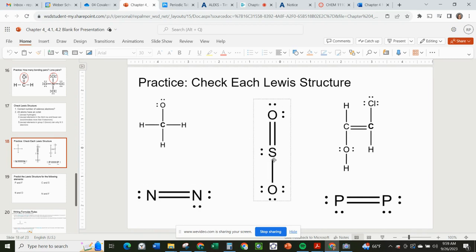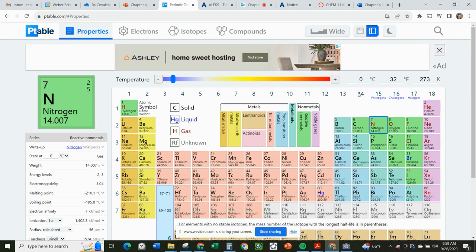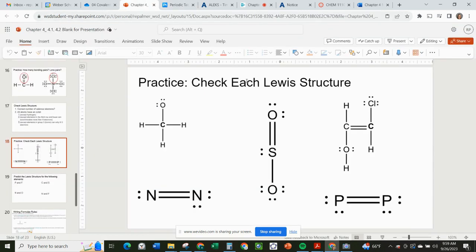Okay, let's go over to this one. We have oxygen, sulfur, oxygen. They're all in the same column. They all have 6 valence electrons. So we should be seeing 18 total valence electrons. So 2, 4, 6, 8, 10, 12, 14, 16, 18. Okay, so we have the correct total number of valence electrons.